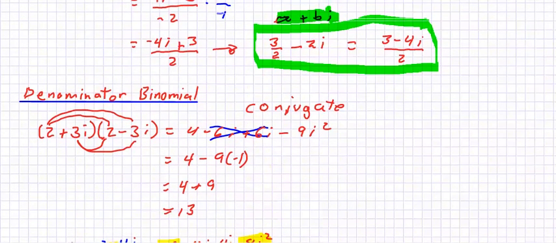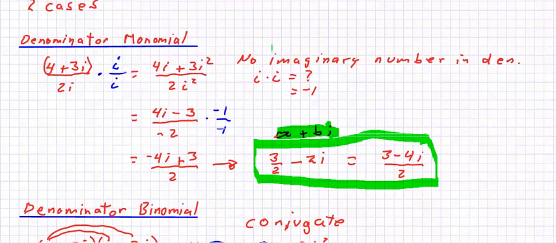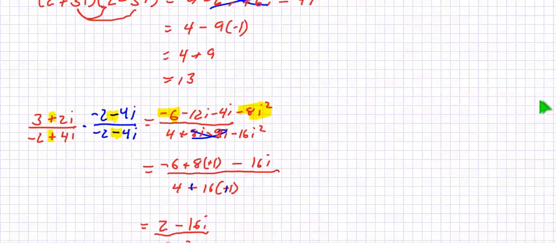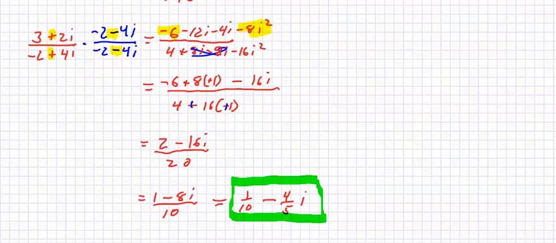All right, I hope this is understood. Remember, no imaginary numbers in the denominator. So you're either going to multiply numerator and denominator by i, or you're going to multiply by the conjugate.